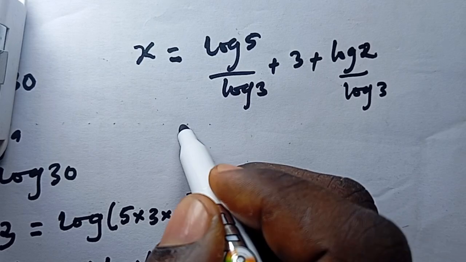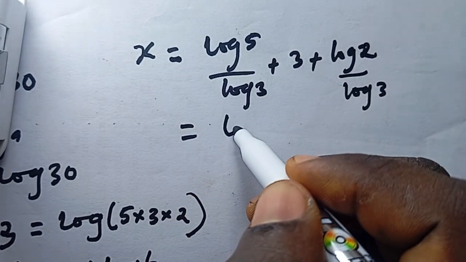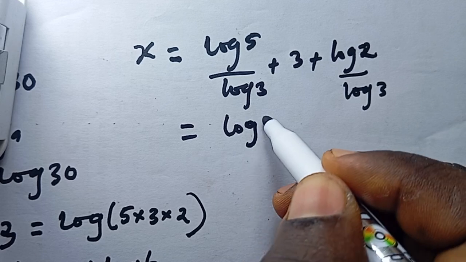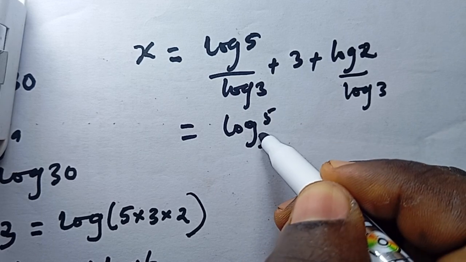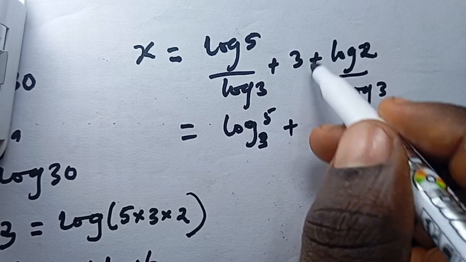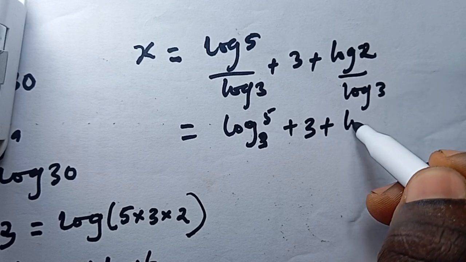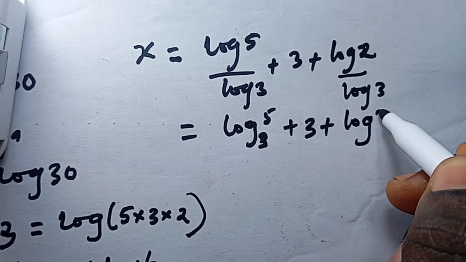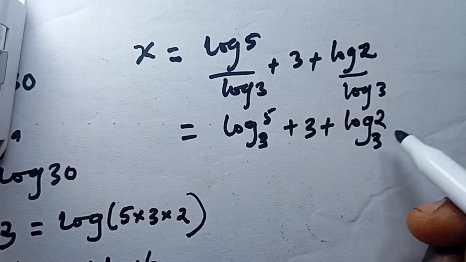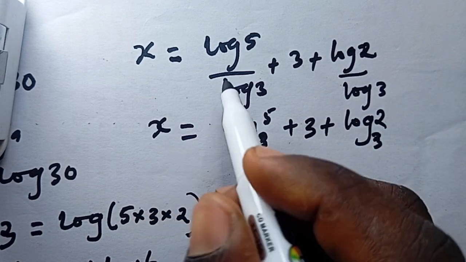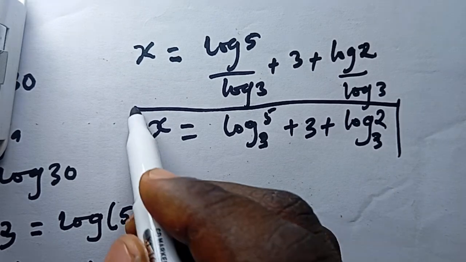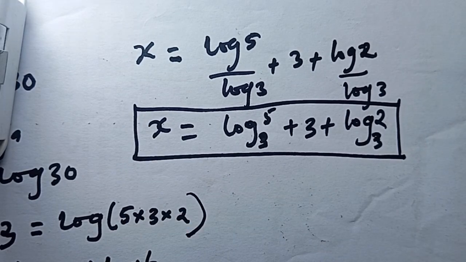Okay, and then at this point I can write this as log 5 base 3, plus this 3 I have right here, and then plus I will also write this as log 2 base 3. So this is going to be the value of x that will satisfy the equation we are solving.